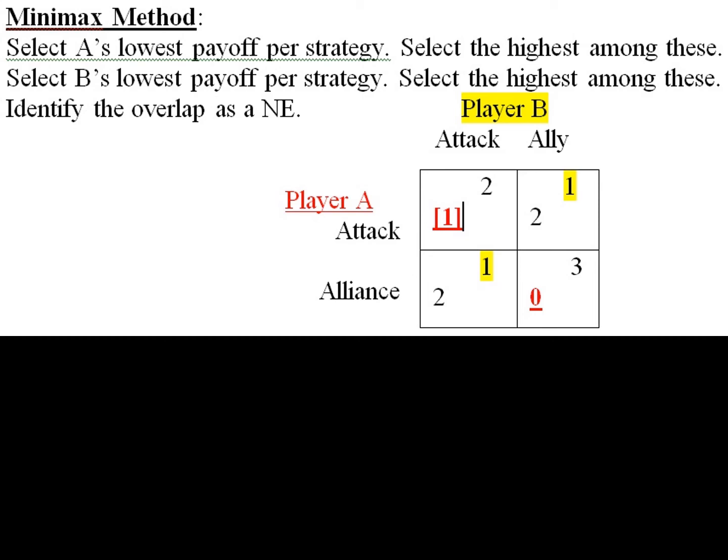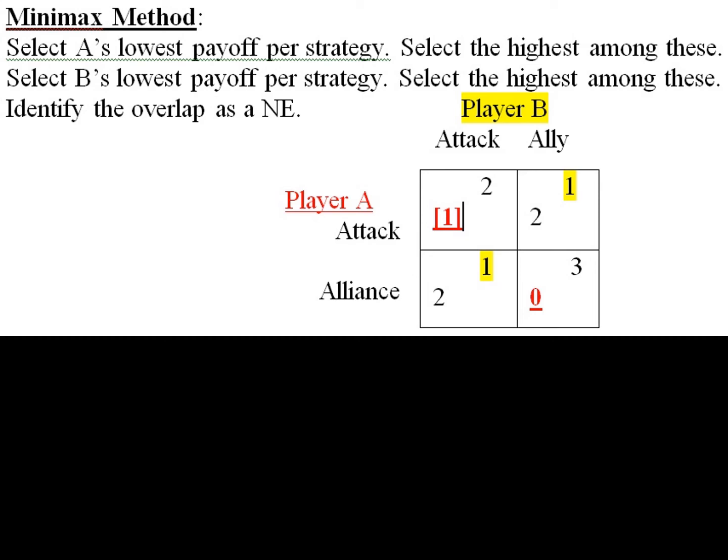And it selects 1, which is the lowest payoff in that strategy. It then looks at the alliance row, the bottom row, and it has a choice between 2 and 0, and it sees that 0 is the lowest of the values. So player A is going to choose the red 0. Now choosing among the 1 or the 0, it chooses the highest among these, and therefore it chooses the 1, which has been underlined.